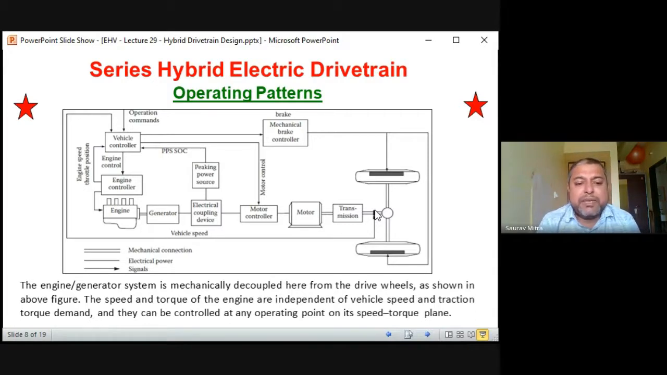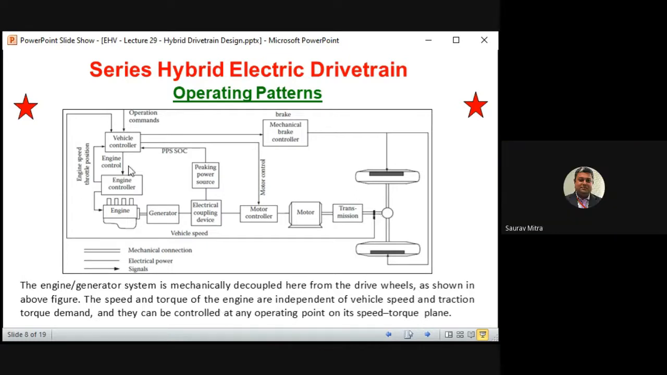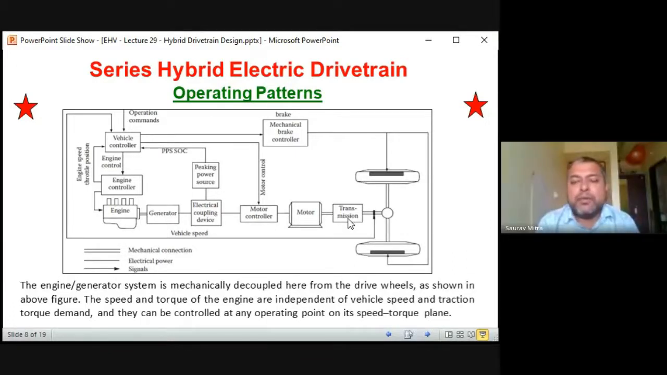So the engine generator system is mechanically decoupled, or electrically coupled, from the drive wheels as shown in the above figure. The speed and torque of the engine are independent of the vehicle speed. Very important thing: speed and torque of the engine are independent of the vehicle speed and traction torque demand. Whatever speed and torque the engine actually produces is independent from the vehicle speed. It sounds very odd, because in an IC engine based vehicle, engine speed and vehicle speed are directly proportional. More engine speed means more vehicle speed. But in this case, it is not so.